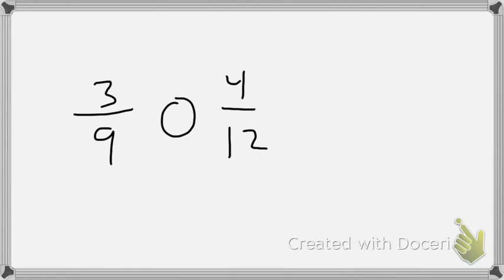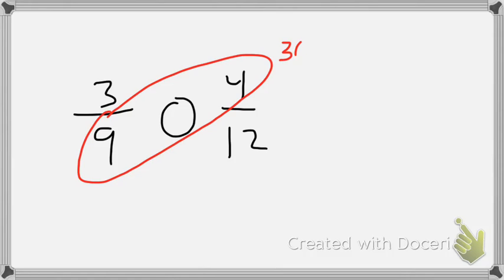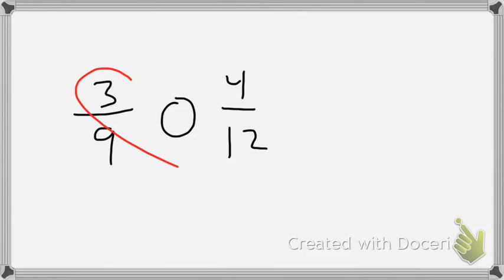If we look at this one more time, if I went 9 times 4, I'd get 36. If I went 12 times 3, I get 36. So both of these answers are equal, they are equivalent. That's another way that you could work it out.